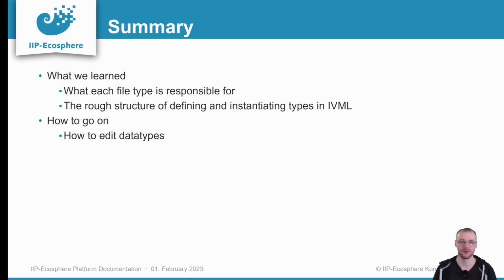So what have we learned in this slide set? We've learned what each file type is responsible for in the code generation, so VIL, VTL and IVML. And we've had a rough introduction to the defining and instantiation of data types in IVML. How to go on? As this is a slide set that would come before the actual service creation but can be watched at any point, go on with how to edit data types, if you haven't started with the actual tutorial up until now, or just keep going from wherever you left off.